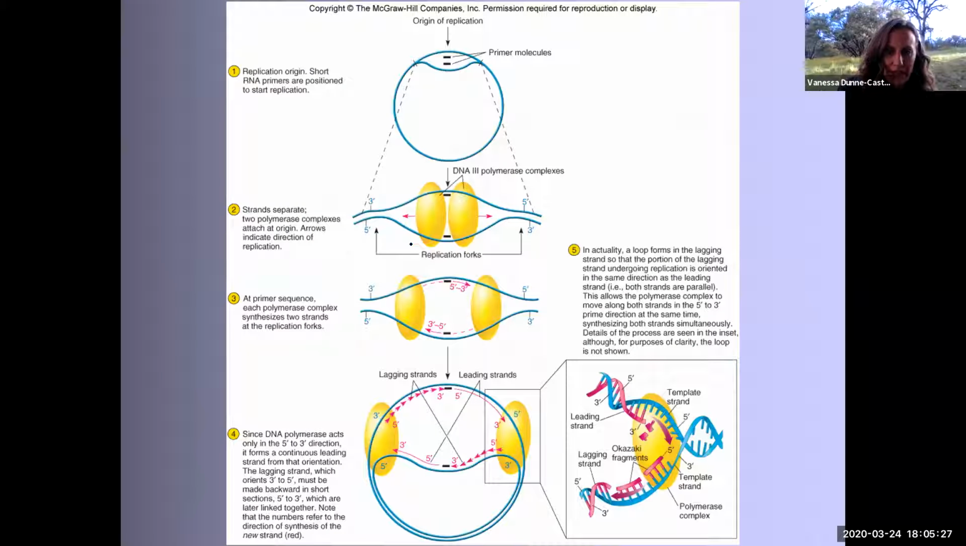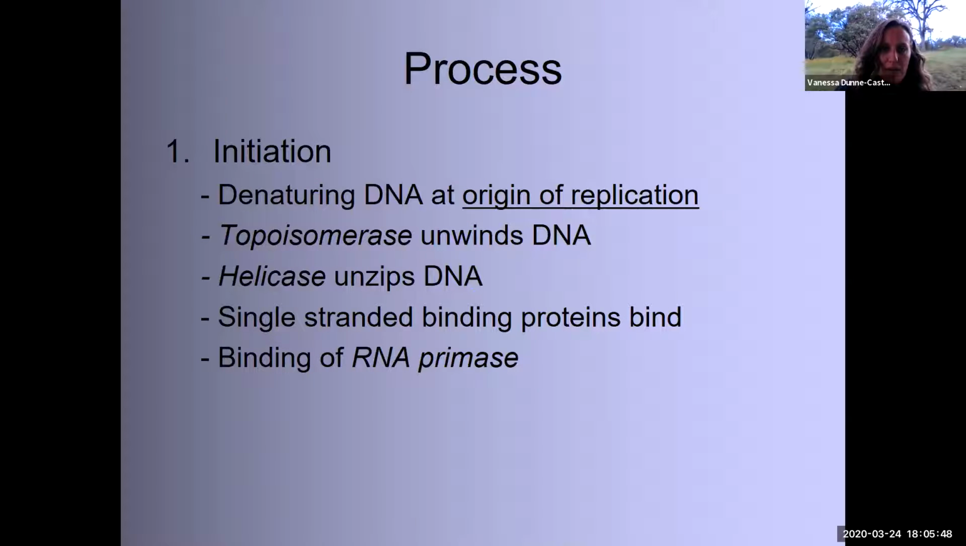This is just showing you again the concept of bidirectional replication. And what we're going to do is focus on what's happening at one of these two sites of replication. And this is called a replication fork. Replication fork, that's the term. That's the site of replication. So we're going to enhance this view right here and just walk through the process of DNA replication so you can see what's happening at this replication fork.